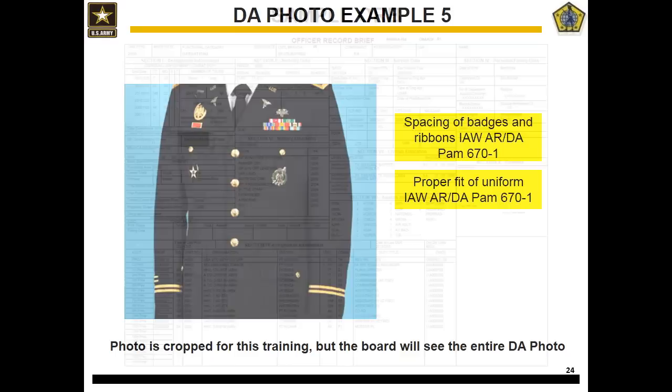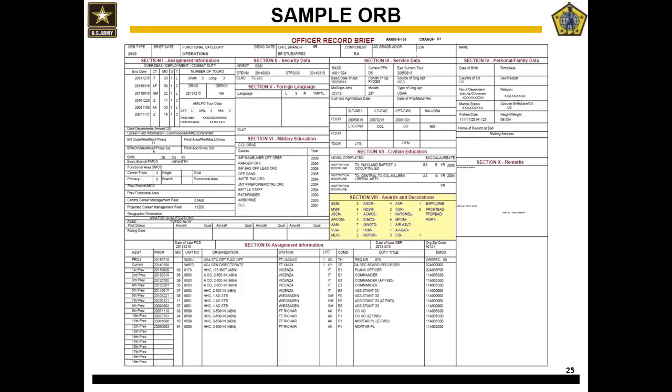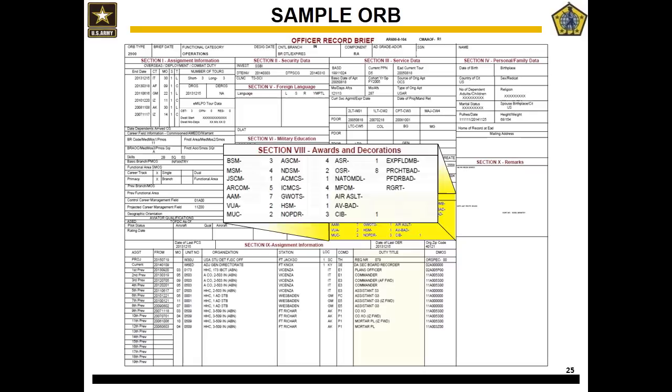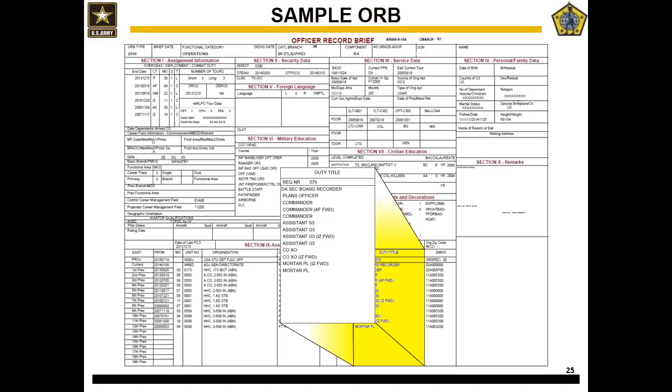Take the time to update your officer record brief before your My Board file closes. Some areas to focus on are ensuring the awards and decorations portion is up to date. The information in this section should match your DA photo and your official record. Ensure duty titles under assignment information are current. Titles such as incoming personnel, known loss, and overstrength, excess, or surplus personnel should be changed. The duty title should reflect the actual position for that assignment.